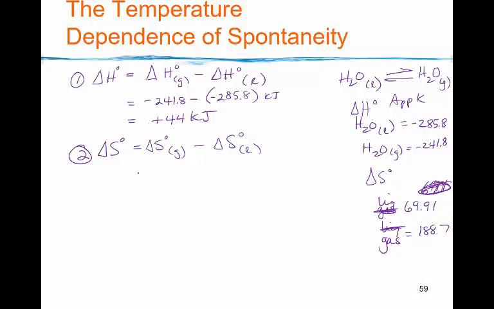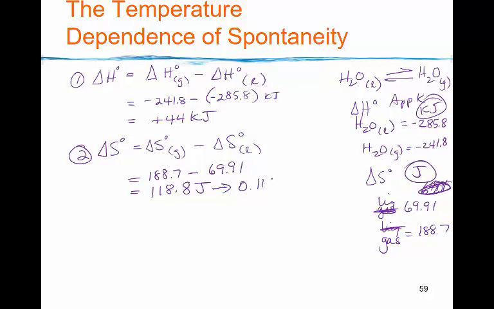Okay, so I go back and plug those in. 188.7 minus, remember these are always positive numbers, 69.91. That's going to equal 118.8 joules, right? Because this is in joules, and the other one was in kilojoules. So I need to convert that to 0.1188 kilojoules so they'll be in the same units. Otherwise, I'll get all messed up. Now I know my delta H and I know my delta S.